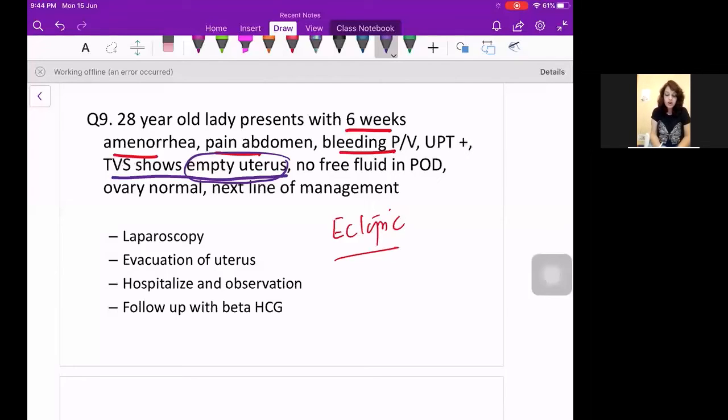So we cannot plan a laparoscopy because we have not been able to make a diagnosis in this case.